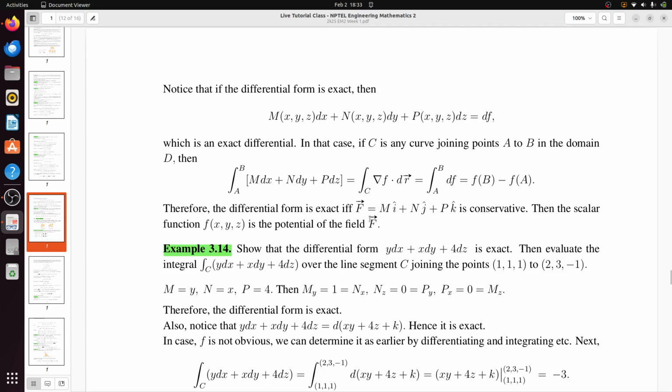Therefore the differential form is exact if and only if F equal to M i plus N j plus P k is conservative, then the scalar function f(x,y,z) is the potential of the field F.